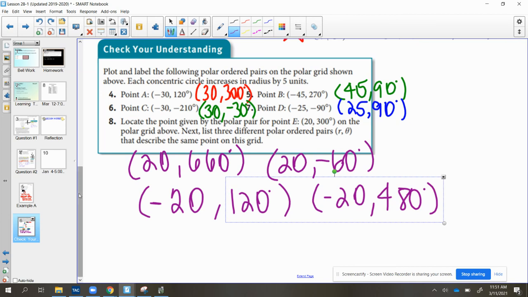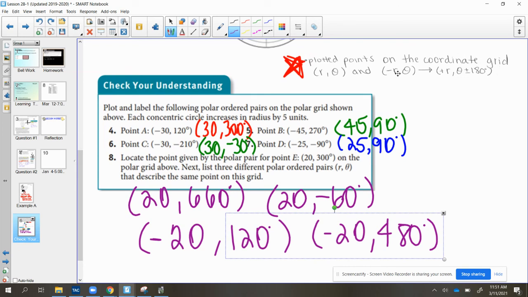Okay, so again, having this fact down that you're adding or subtracting 180 if you're flipping your R value from positive to negative, very important.